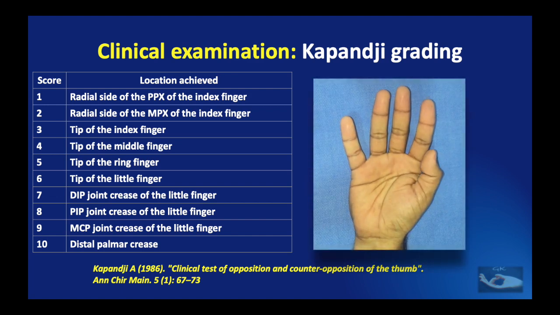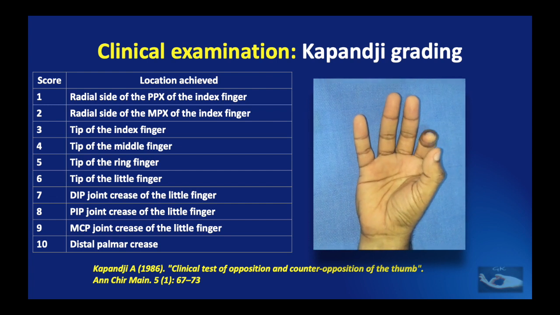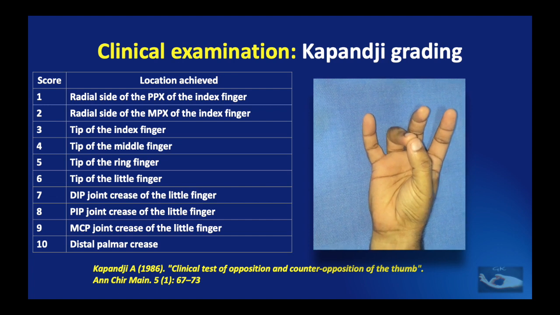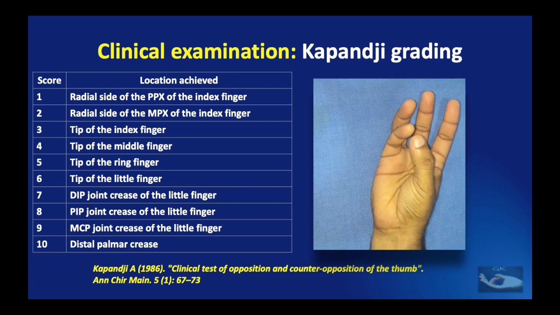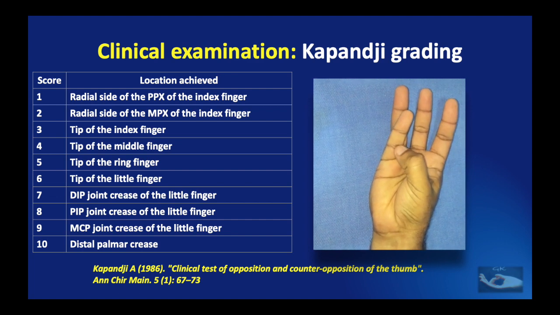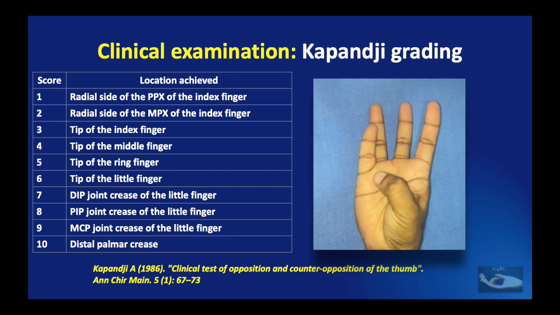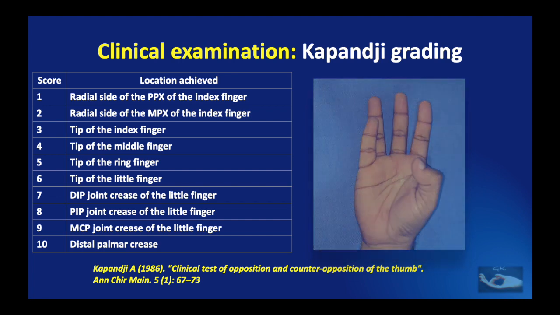The grading progressively increases as he is then able to touch the radial side of the middle phalanx of the index finger, then the tips of the index, middle, ring and little fingers, then progressively down, that is the distal interphalangeal joint crease of the little finger, the proximal interphalangeal joint crease, the metacarpophalangeal joint crease of the little finger, and then lastly the distal palmar crease.